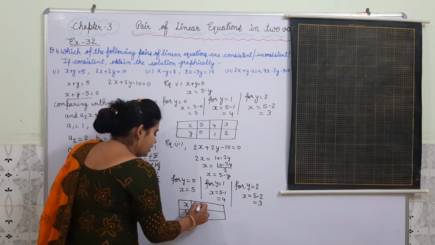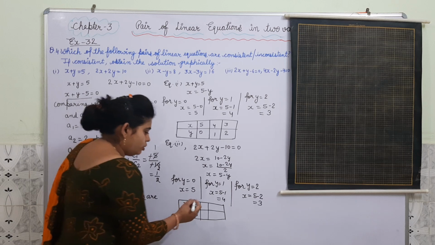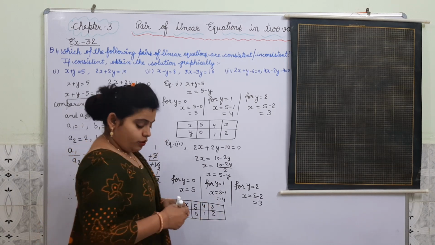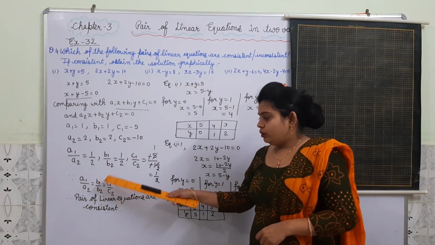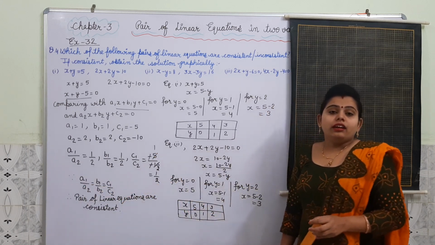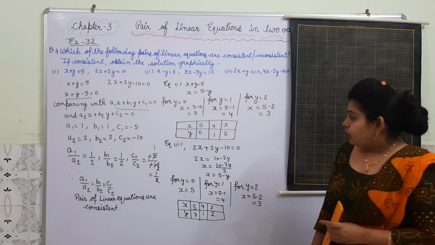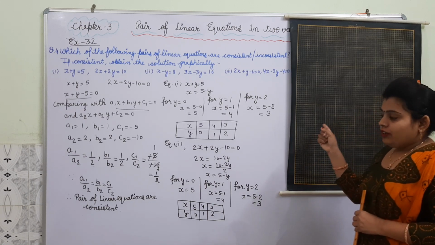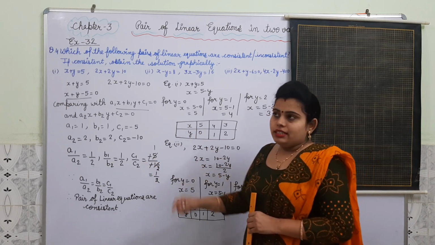x, y: 0, 5; y 0, x 4, y 1, x 3, y 2. Now we will draw the graph. According to the given condition a1 by a2 equals b1 by b2 equals c1 by c2, we are getting this condition, and in this case we will get coincident lines, meaning infinitely many solutions will be there. Okay, now we will prepare the graph. On graph paper, or graphically, we will also get the same result, whether these are coincident or intersecting lines.